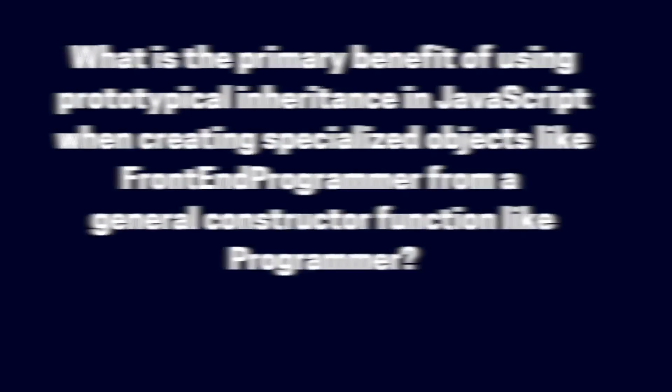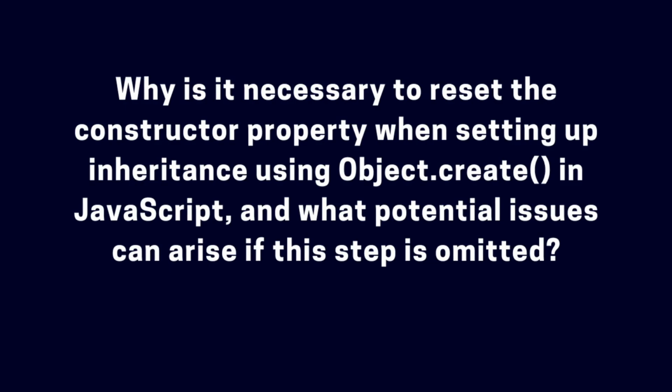Why is it necessary to reset the constructor property when setting up inheritance using object.create in JavaScript? And what potential issues can arise if this step is omitted? It is necessary to reset the constructor property when setting up inheritance using object.create in JavaScript because object.create changes the prototype, which can mistakenly point to the wrong constructor. If you don't reset it, the constructor property might refer to the parent object, like programmer, instead of the child object, like front-end programmer. This can cause confusion and bugs when creating new instances, as JavaScript won't know the correct function to use for initializing the objects.